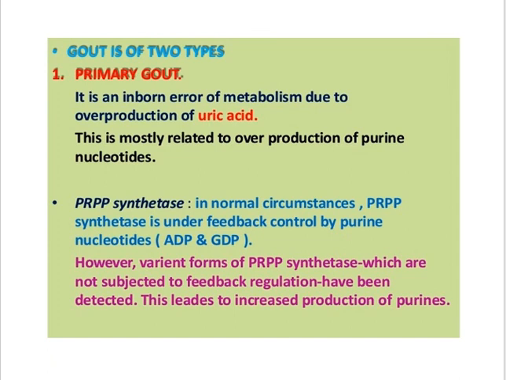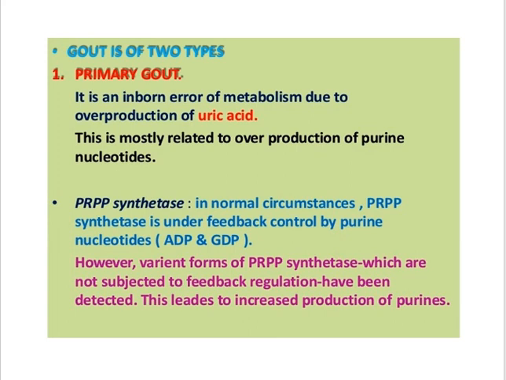Now, gout is of two types. One is primary gout and the other one is secondary gout. Primary gout is an inborn metabolic error, which leads to the overproduction of uric acid. This is mostly related to the overproduction of purine nucleotides. In primary gout, some enzyme defects are involved.